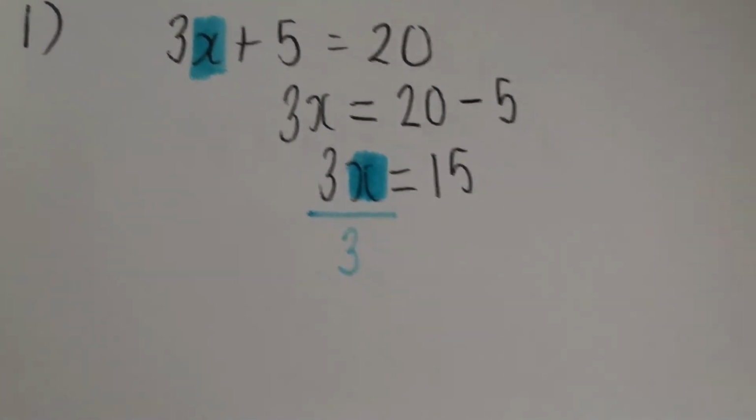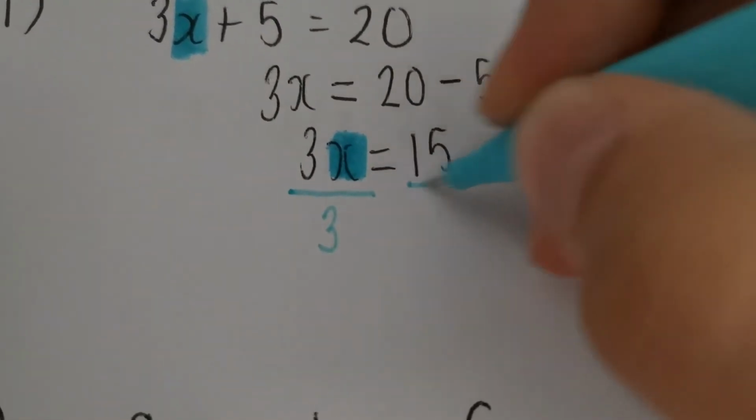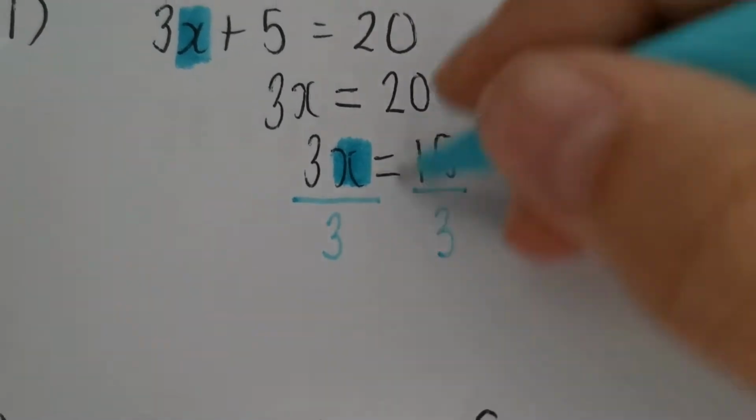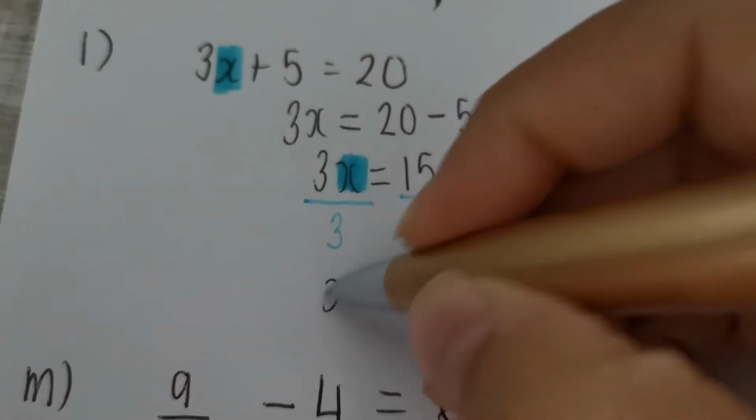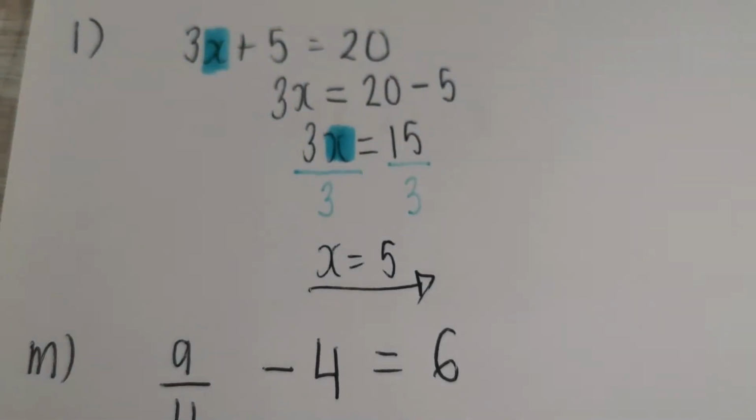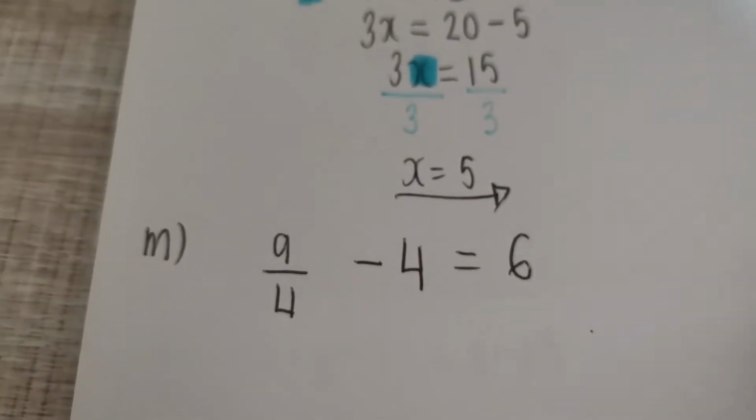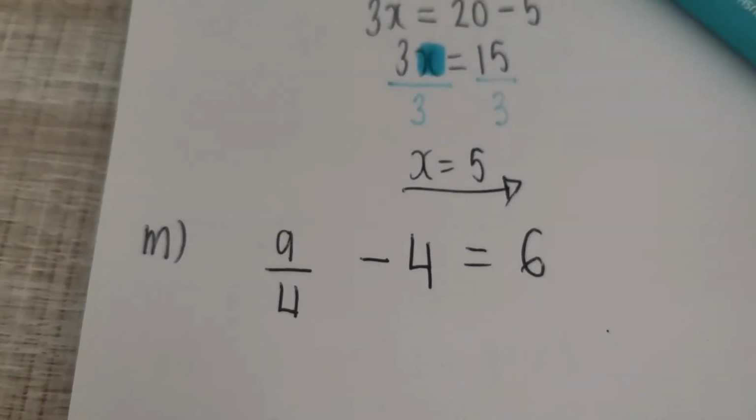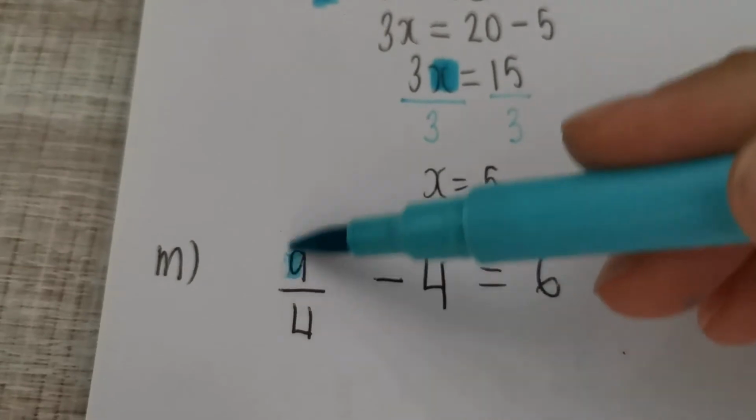I have 3 multiplied by x. So the opposite of multiply is divide. Remember, fraction means the same thing as divide. What I do on one side, I have to do on the other side. I can write it like this, or you could write it like this. Same thing. 15 divided by 3.